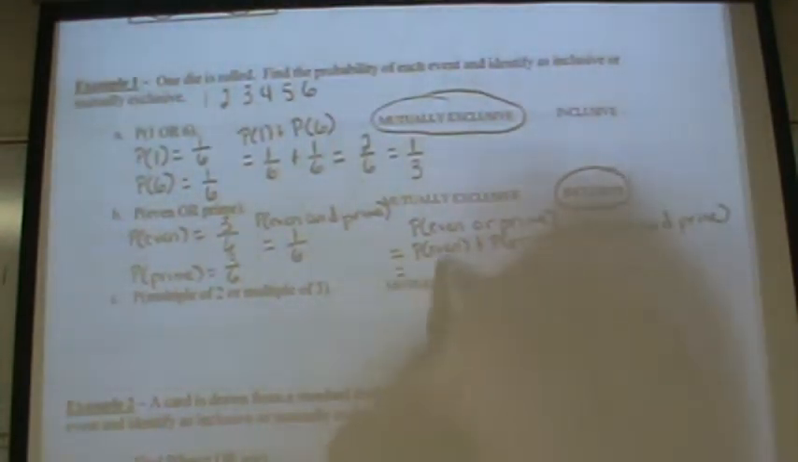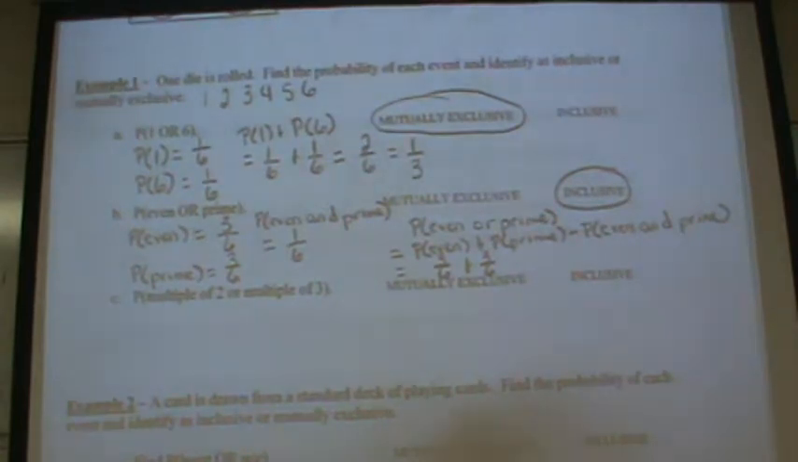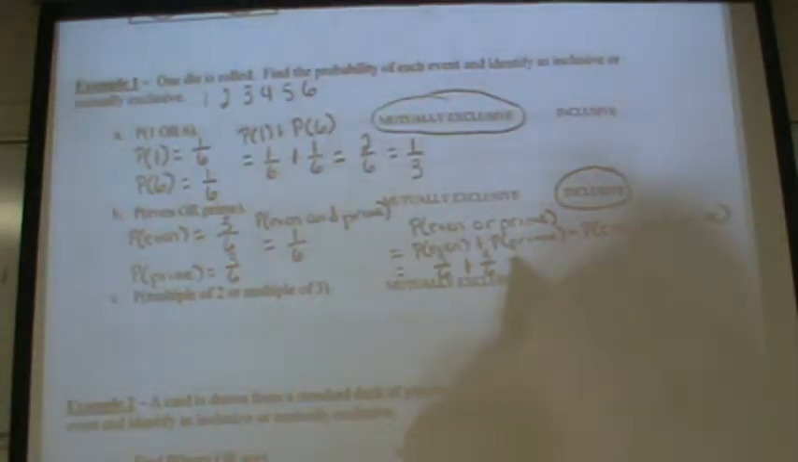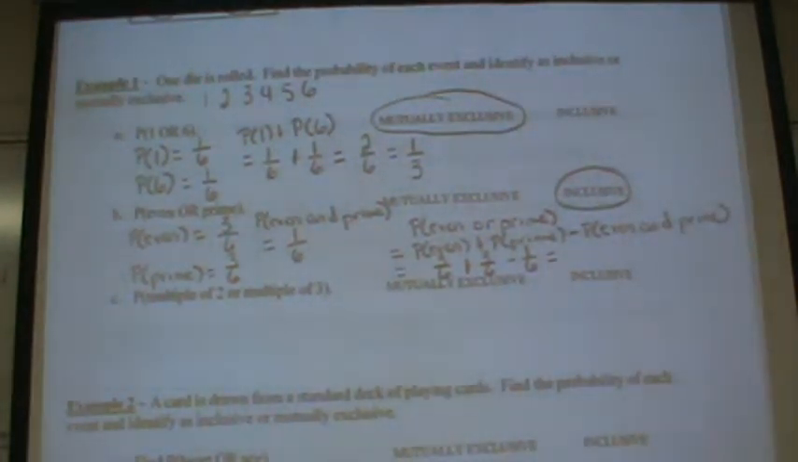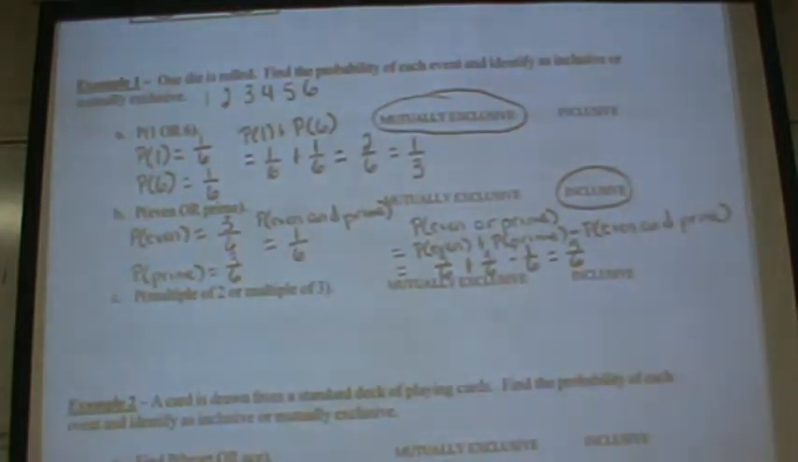So that equals our 3 over 6 plus our 3 over 6. And then we have to subtract the 1 over 6. So 3 over 6 plus 3 over 6 is 6 over 6. And then minus 1 over 6. So we get 5 over 6. So you have a 5 out of 6 chance of rolling an even number or rolling a prime number.